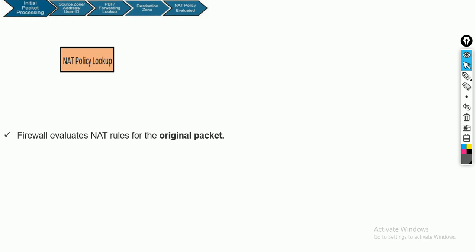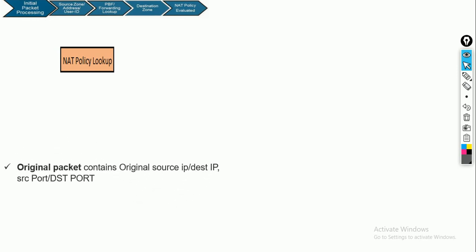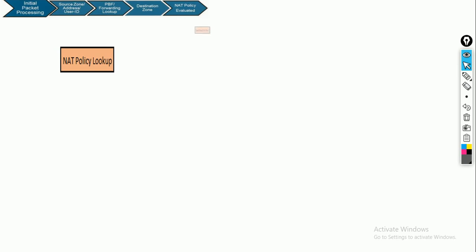The firewall evaluates the NAT rules for the original packet. The original packet contains the original source IP, destination IP, and port. Destination NAT is for packets coming from outside to inside. We have already discussed that, I'm just briefing. Here, a second forwarding lookup will happen for the translated addresses to determine the egress interface.